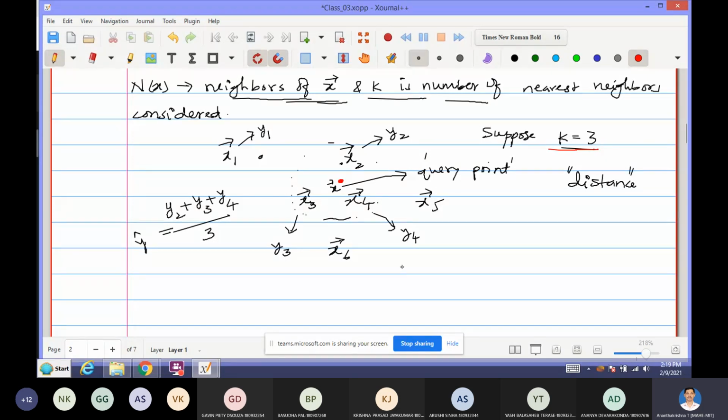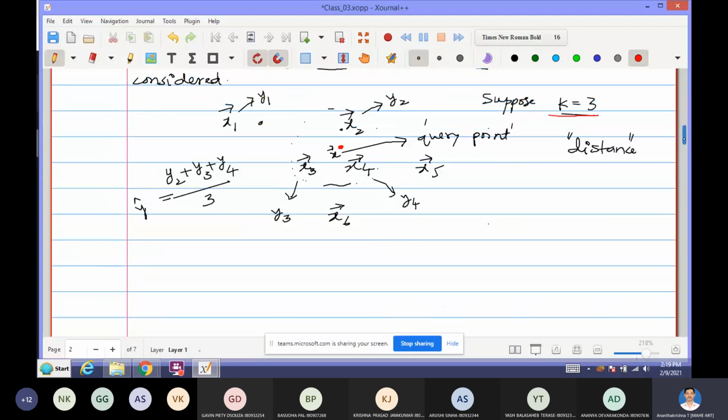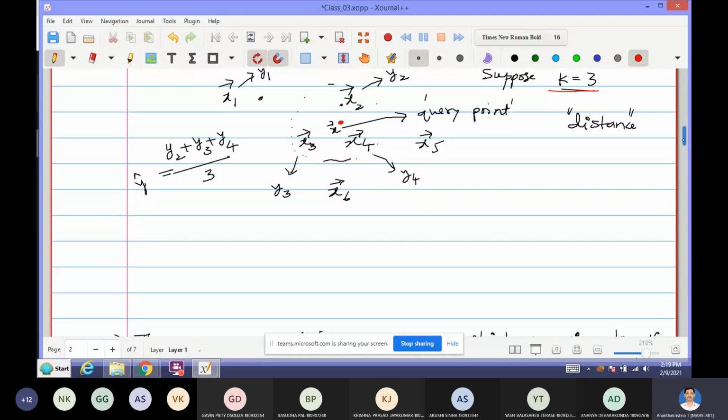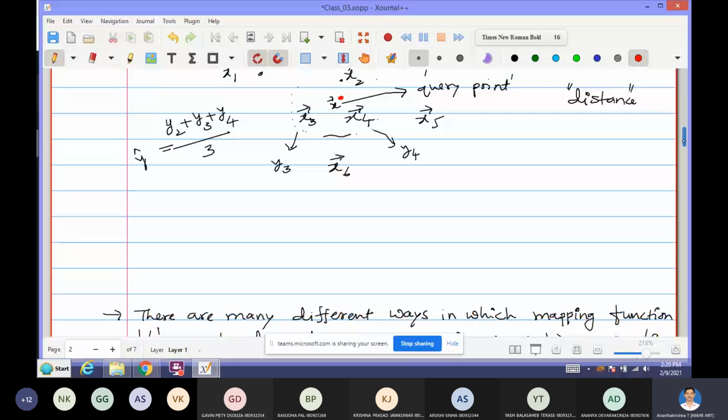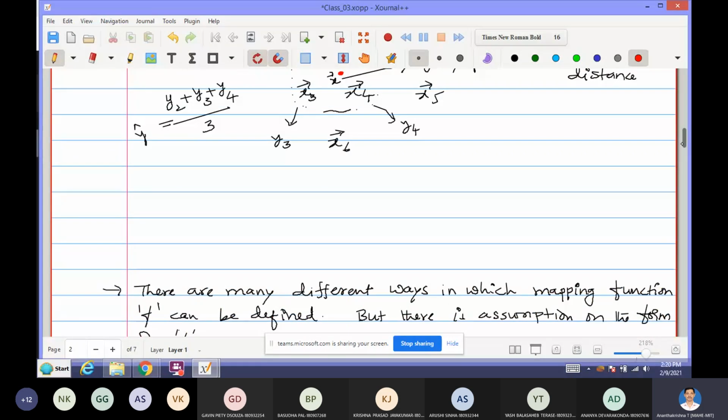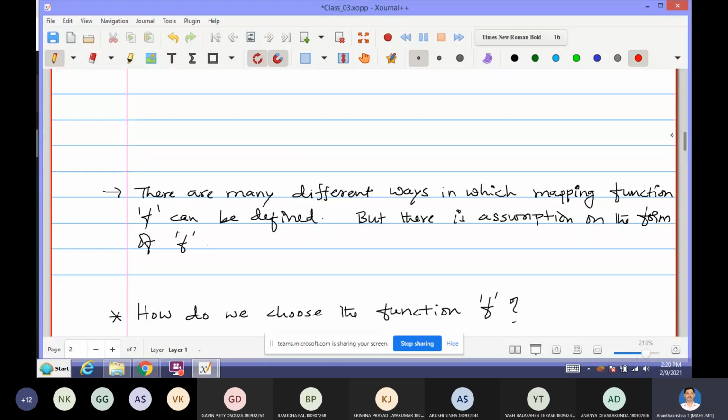In fact, it is not the only function; there is linear regression and k nearest neighbor regression, and there are many functions that we have. This is just an example to understand the regression concept. Now, there are different ways in which the mapping function can be defined. But there is an assumption on the form of f.